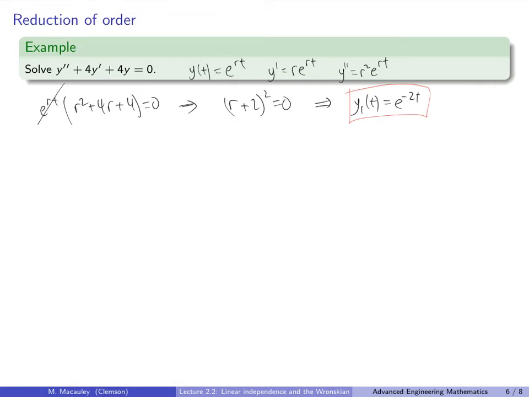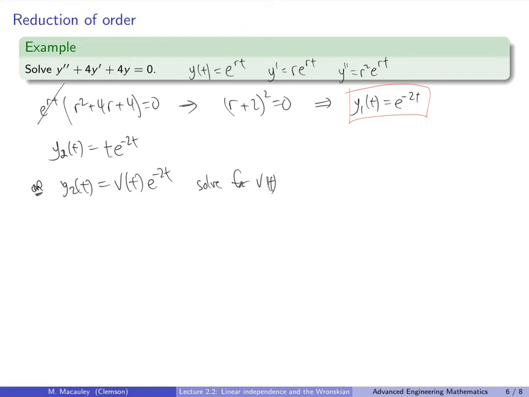So what did we do last time? Well, there were several ways. One way that you likely know and remember is that your second solution is, you just stick a t in front. It's t e to the minus 2t. And if you do remember that, that's fine. You can use it. But if you don't remember that, remember what we did is we said, or we can take y2 of t and assume it's of the form v of t e to the minus 2t and solve for v of t.